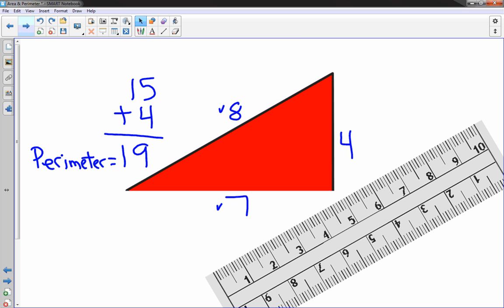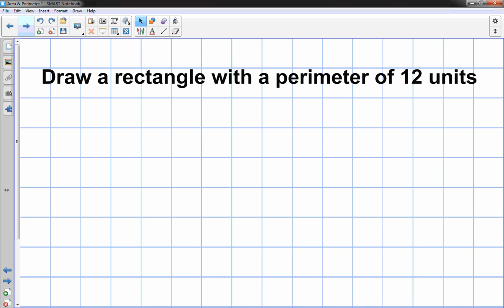So hopefully that's starting to make sense to you guys. I could do the reverse. I could ask you to draw a rectangle with a perimeter of 12 units. Well, first of all, you have to know what a rectangle looks like. It's got 4 sides. Opposite sides are the same length. And let's see if I can draw one.